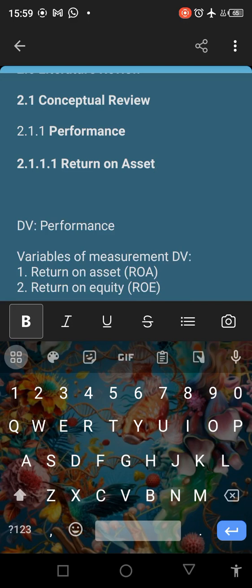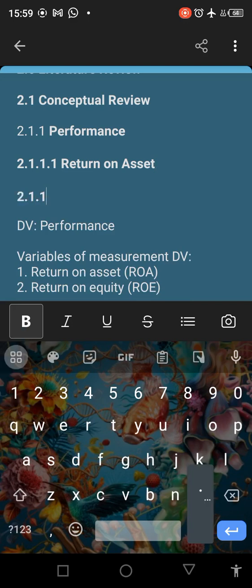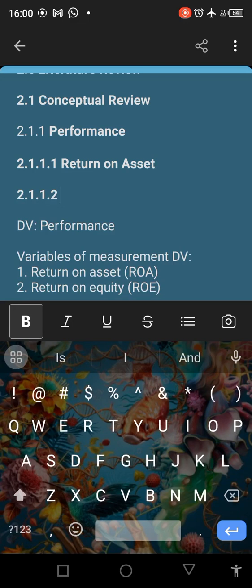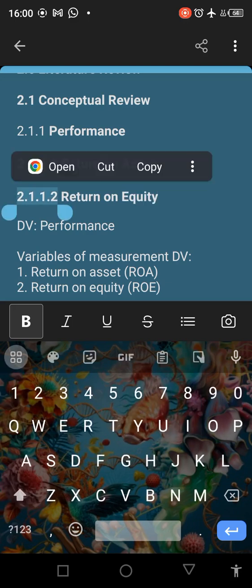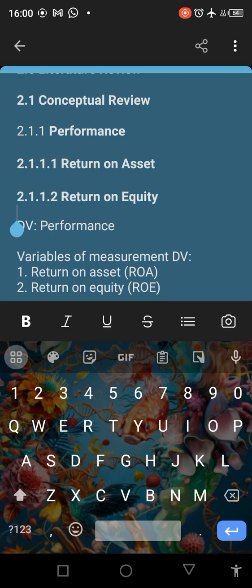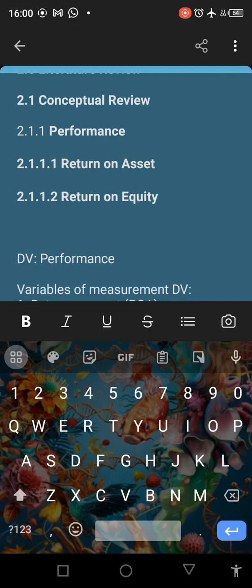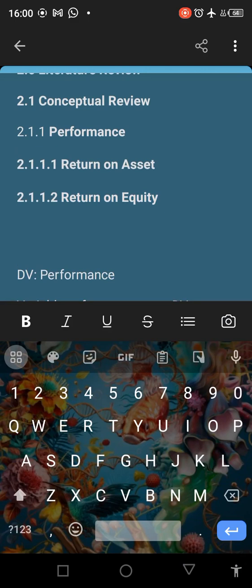Then I'll move to the second one, 2.1.1.2. And what do I have there? Return on equity. I will bold it again. I will write everything I want to discuss underneath it. So that ends my discussion under my dependent variable in my conceptual review. And then I will move to the independent variable.